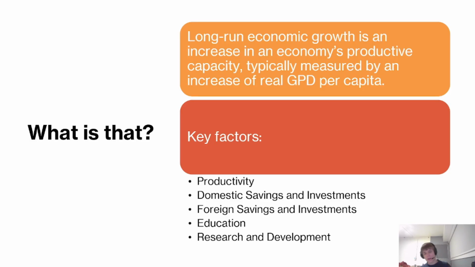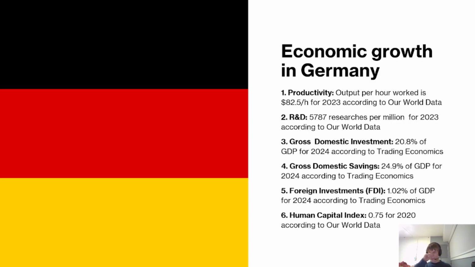Key factors are productivity, domestic savings and investments, foreign savings and investments, education, and research and development. So I chose two countries, Germany and Zimbabwe, so let's compare them. Productivity: output per hour worked is $82.5 per hour for 2023 according to Our World in Data. All sources that I used are really reliable and trustworthy, and many economists are using them.